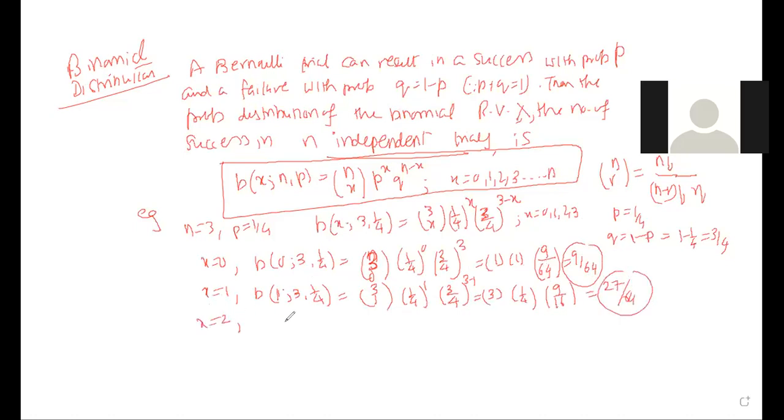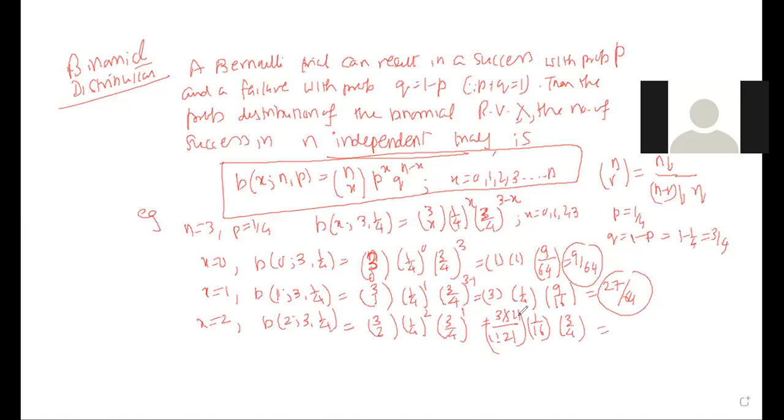Suppose I take X is equal to 2. In that case, I'm going to get b of 2; 3 and 1/4. So out of 3 components, if you are selecting 2, and the success rate is 1/4, the binomial distribution is given by 3C2 times 1/4 squared times 3/4 to the power 3 minus 2, which is 1. That is equal to 3C2, that is 3 factorial divided by 1 factorial and 2 factorial. And here it is 1/4 squared, that is 1/16, and here it is 3/4. So that is equal to 3 factorial.